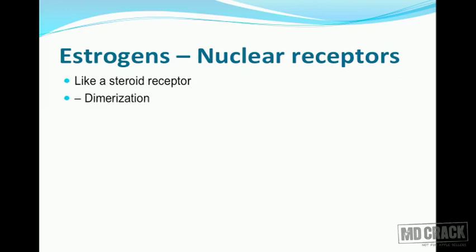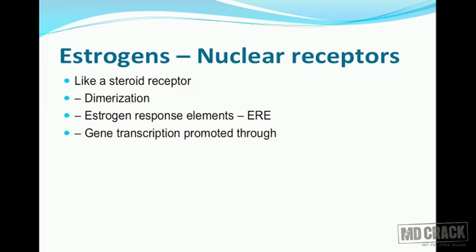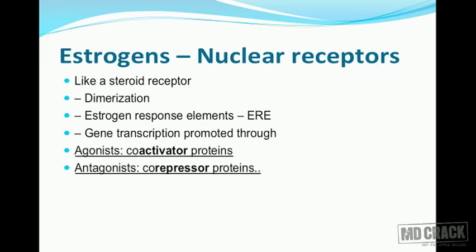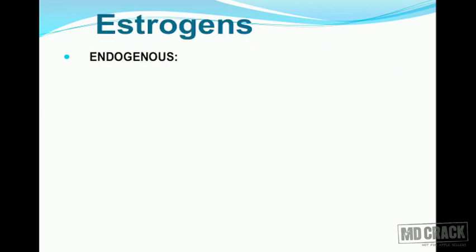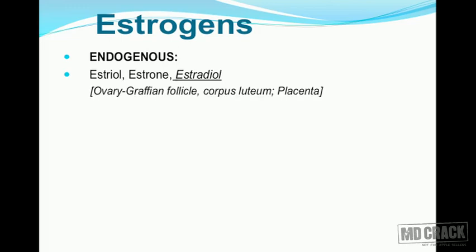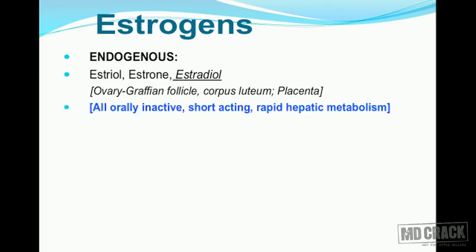Estrogen receptor is a nuclear receptor. Once again, it's like a steroid receptor, undergoes dimerization, and then there's a combination or activation of the estrogen response elements called ERE that leads to gene transcription. This is promoted through agonists which act through the co-activator proteins, and antagonists act through co-repressor proteins. Endogenous estrogens are estriol, estrone and estradiol, and they come from the ovary, that's Graafian follicle, from corpus luteum and from placenta.